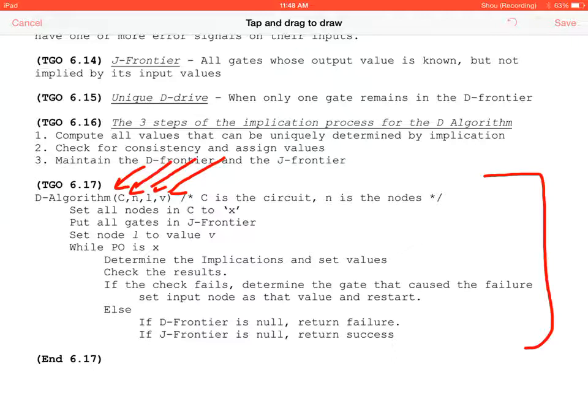So while the primary outputs are X, we've already set the nodes to X, we're going to determine the implication of setting this node value to V, and we're going to check the results. If the circuit fails, determine the gate that caused the failure and set the input node gate as that value. The reason why we're going to set that specific node to the value is because that contradiction is caused by some sort of value that has to be. That contradiction exposes what we have to do, and then from there we can propagate and justify and determine our correct values.